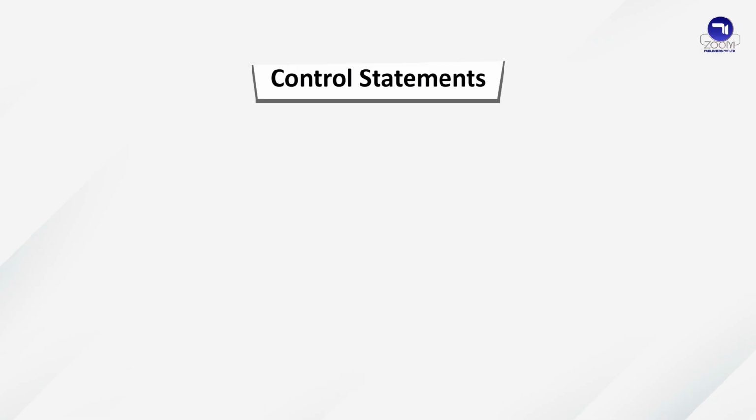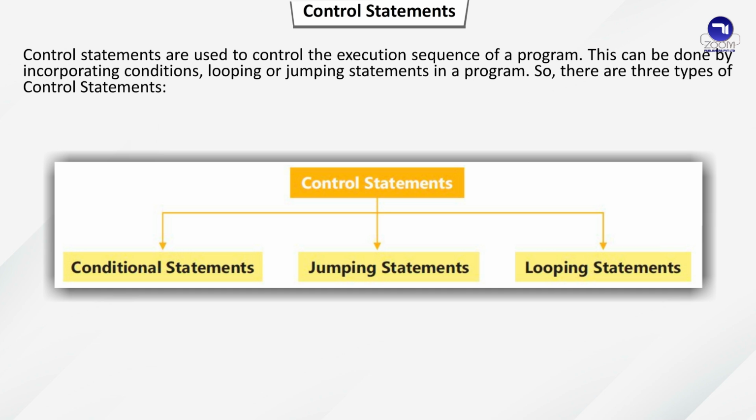Control statements. Control statements are used to control the execution sequence of a program. This can be done by incorporating conditions, looping or jumping statements in a program. So there are three types of control statements.